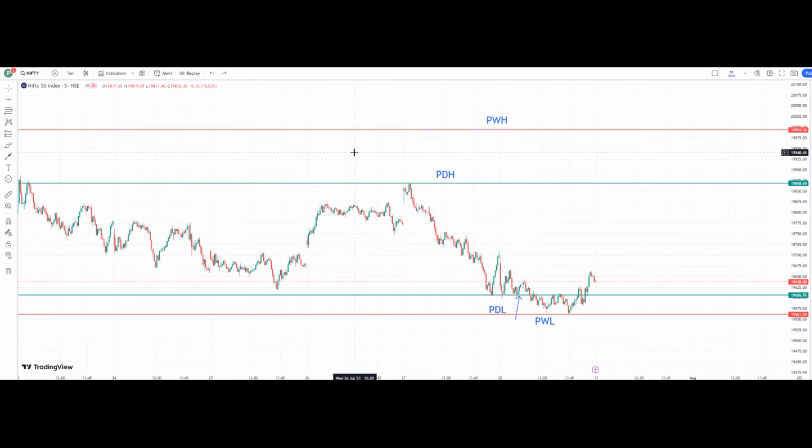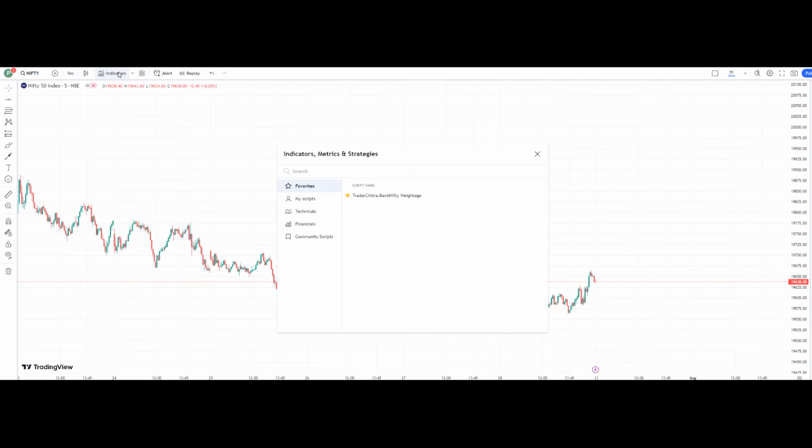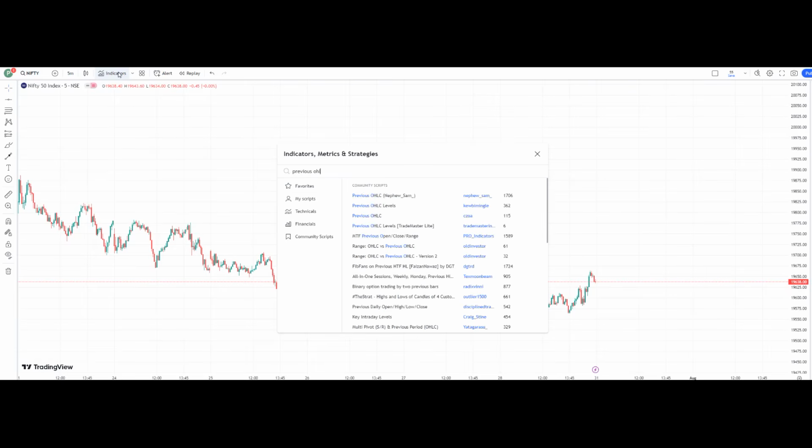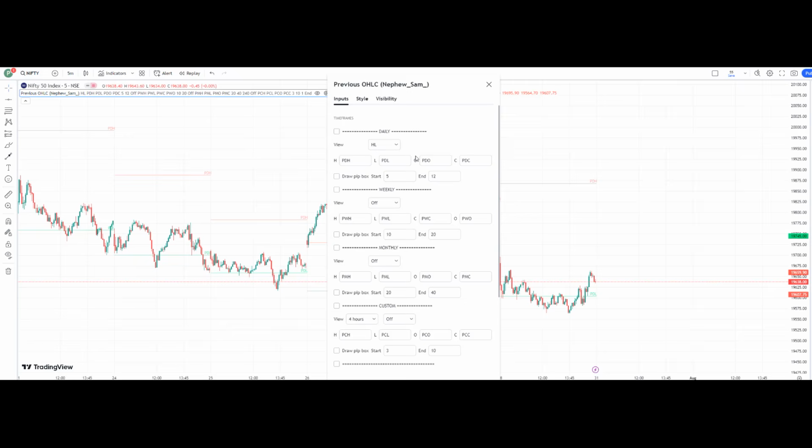Now, we will remove the drawings. Okay, remove drawings. Go to the indicators and type previous OHLC. Okay, OHLC by nephew Sam. Click on that. Go to the settings of this.